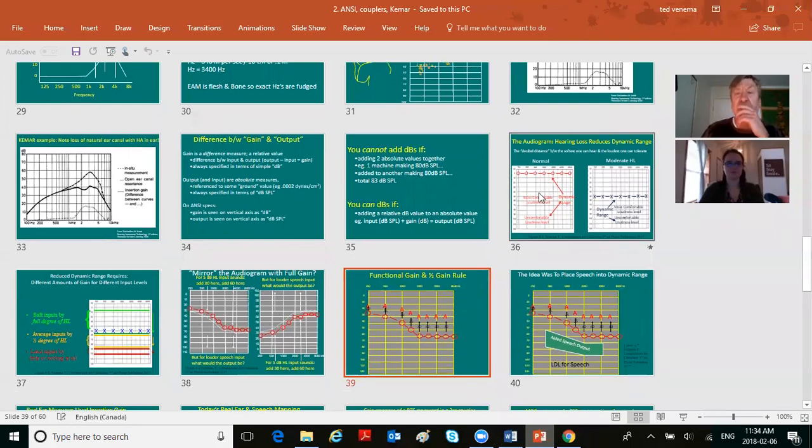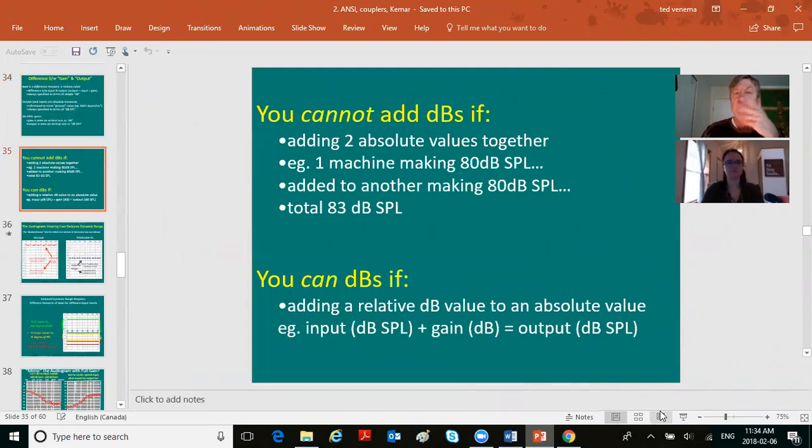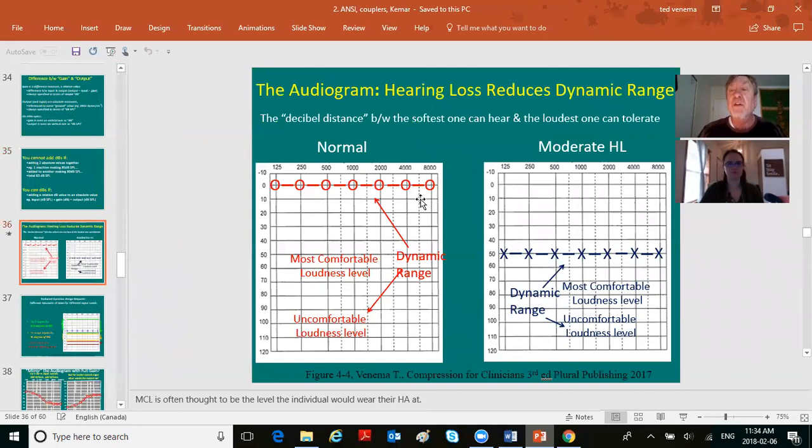Now, first of all, to get that, I'll highlight this slide here. You've seen this one, okay? This is ANSI specs. We've talked about this slide. You've got it. We've got all these concepts too as well. You can't add two absolute values together. One machine making 80 and another one making 80 totals 83 dB SPL. I guess that must be a gain of 3 dB because 80 plus 3 is 83. Put that together. Anyhow, here's the situation in our field.